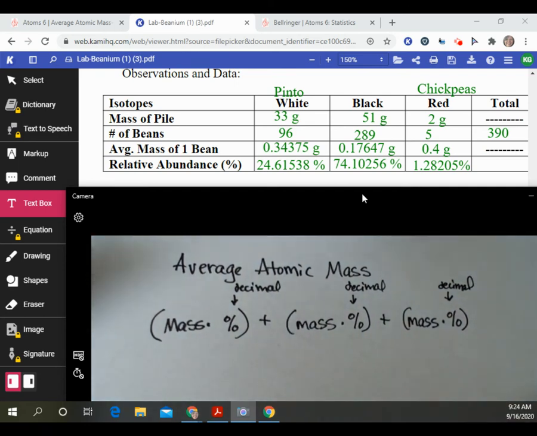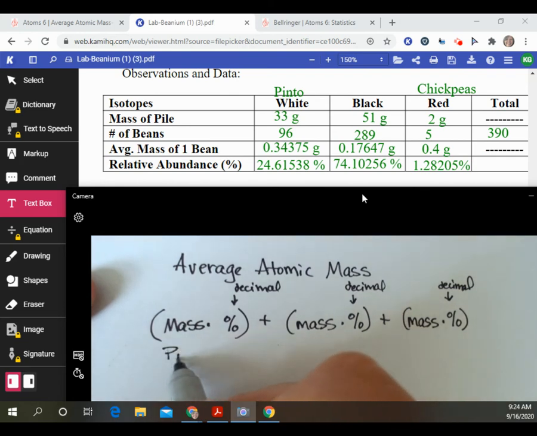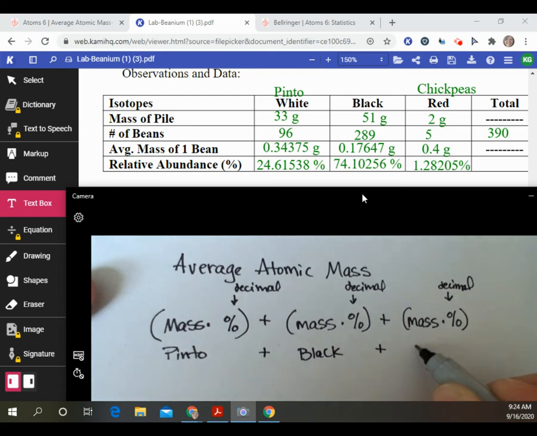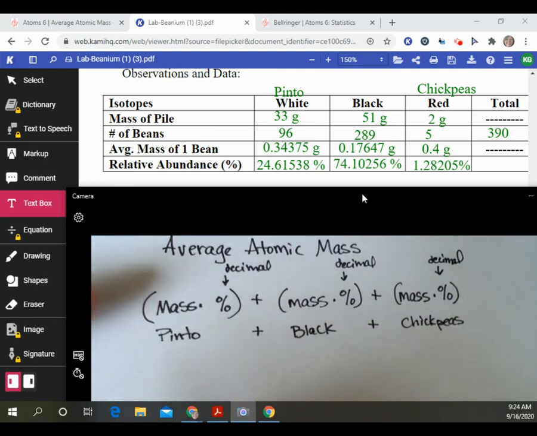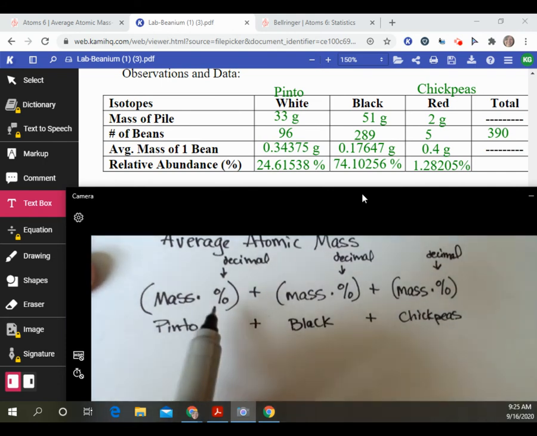So once again, you're going to use the mass of one bean. So we're going to start with the pinto beans. And I like to label it so that my work looks good, so that my graders can follow that. In an isotope situation, you would have your element name and the number. So the mass of one pinto bean, we're going to use this number right here.